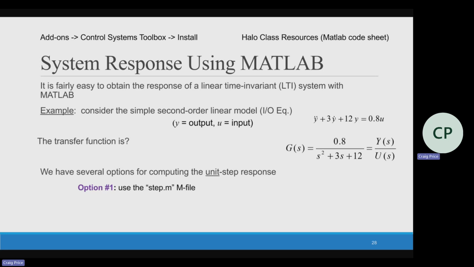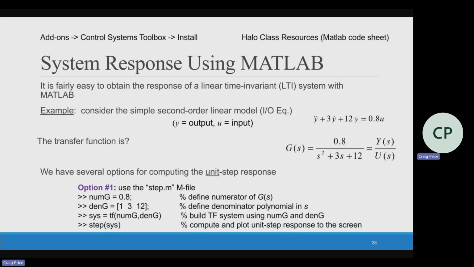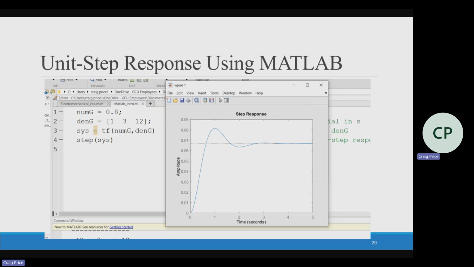If I wanted to input that into MATLAB, we put it in like this. And it has some trouble with what's going on here. But in the MATLAB code sheet, it should say, if I want a numerator, you can put a number there. If I want a denominator, you put a denominator.